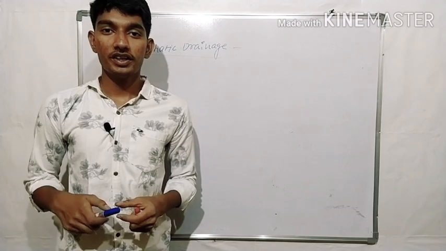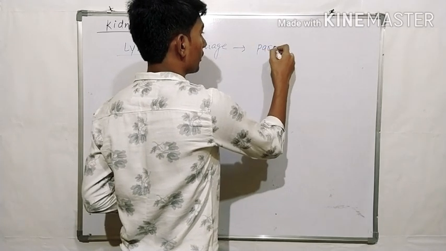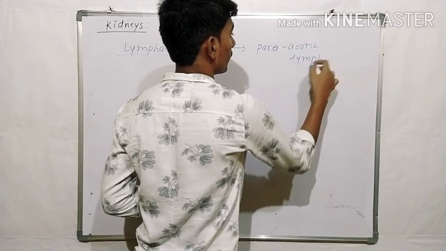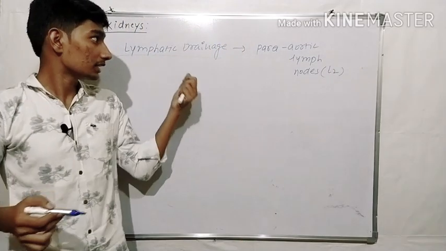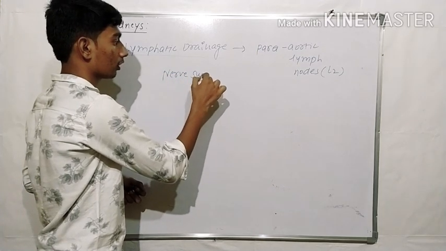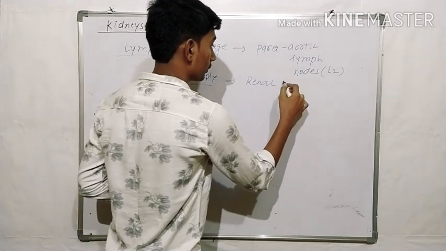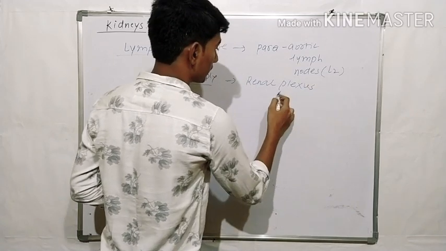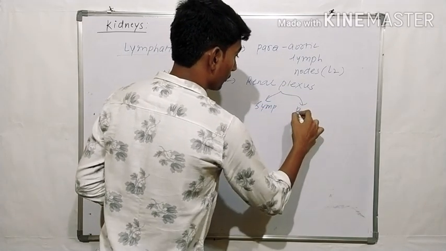Now coming to the lymphatic drainage. In lymphatic drainage, the lymph from the kidney drains via para-aortic lymph nodes. Okay. Now this is about lymphatic drainage. Now nerve supply. Kidneys are supplied by renal plexus, and renal plexus, that means both sympathetic and parasympathetic.